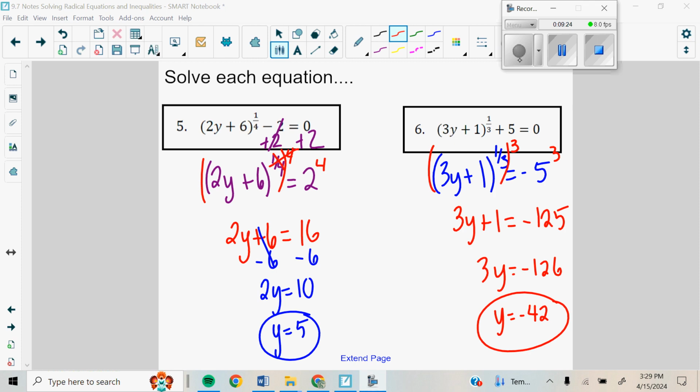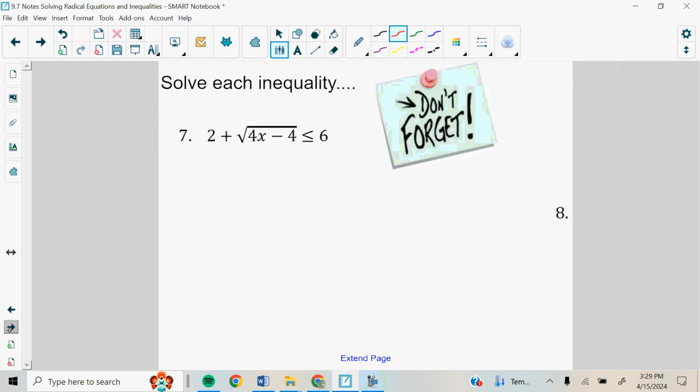All right, hopefully you went through, we did -5 to the 3rd power. That gives us -125. And then we're going to subtract the 1 over and get 3y equals -126. So y equals -42. All right. So we are going to now start solving some inequalities.